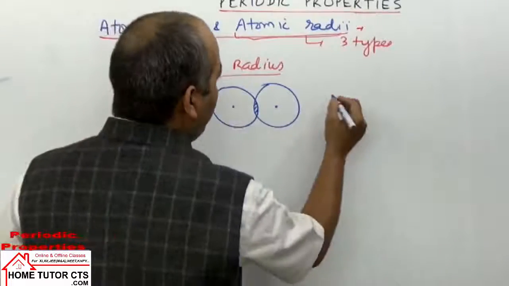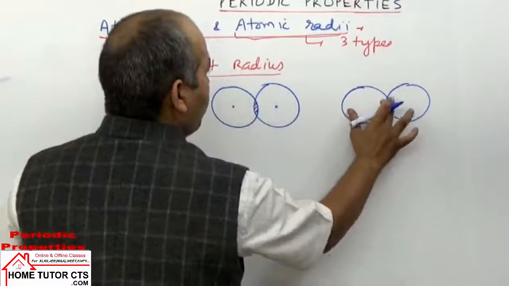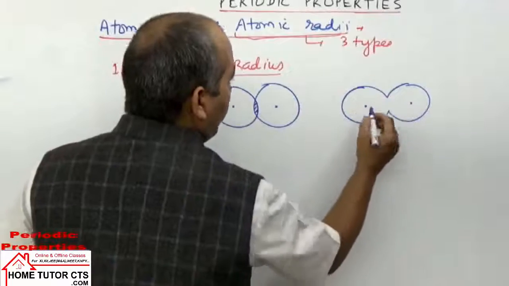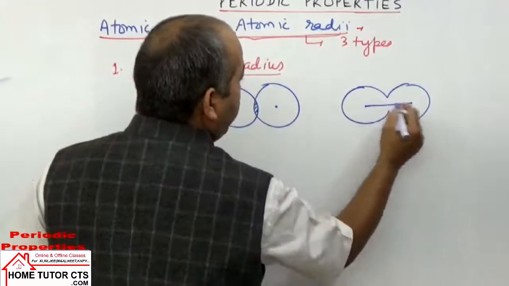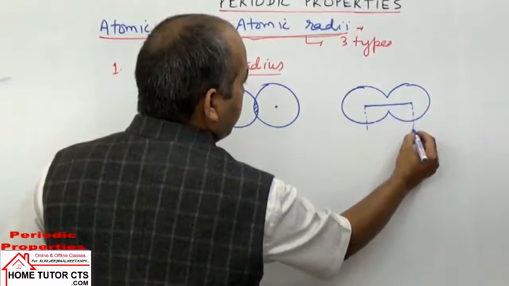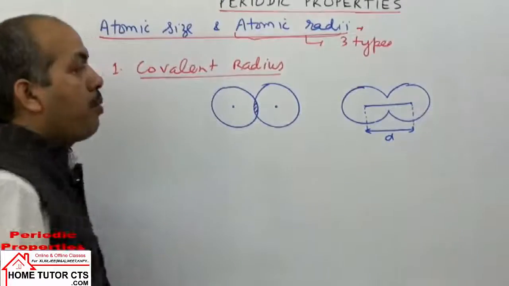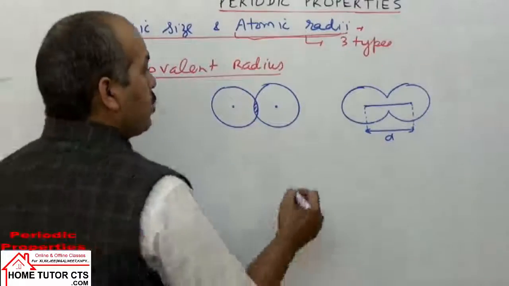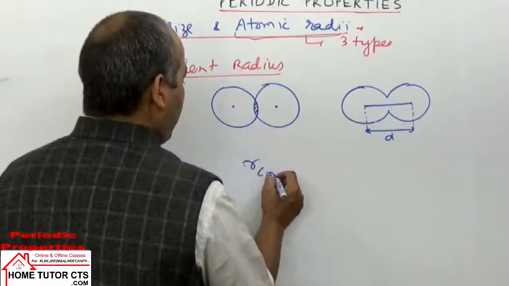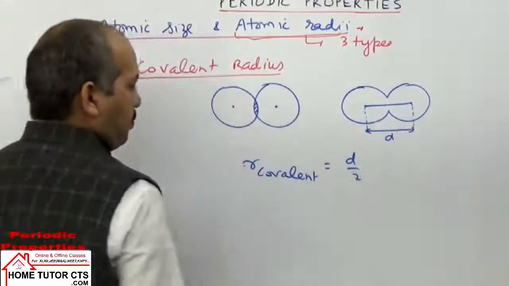So if I remove this portion, I draw one more diagram. This is the portion where the electron sharing is taking place. This part I am removing. Then we take the distance between the centers of two atoms. This distance I can write as d. So in this case, the covalent radius is d by 2.